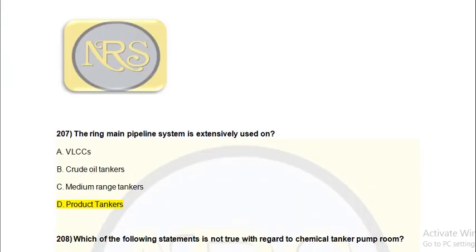Question number 207. The ring main pipeline system is extensively used on: option A, VLCC; option B, crude oil tanker; option C, medium range tankers; option D, product tanker. What is the ring main pipeline system? It is also called the circular system. This type of piping system provides for the handling of several different types of oil.